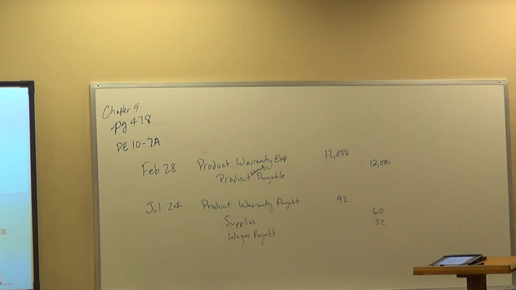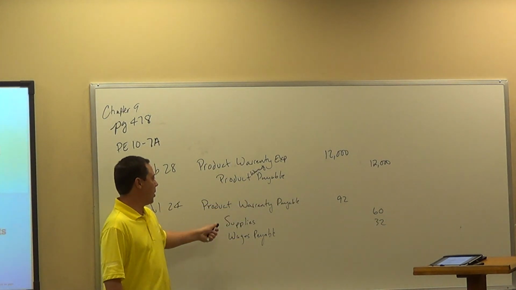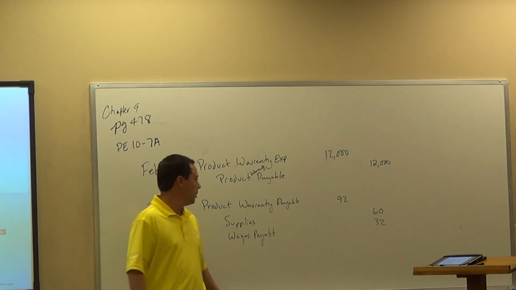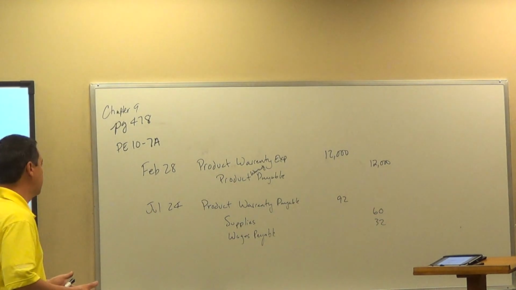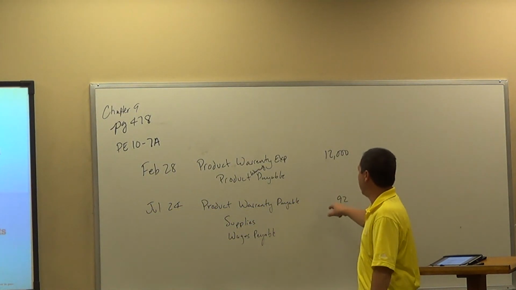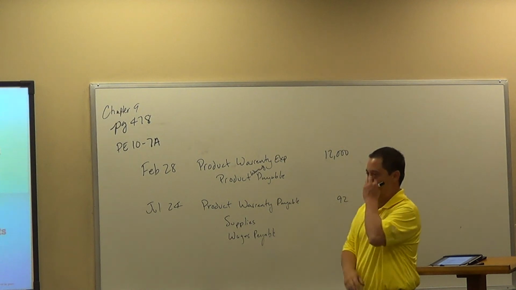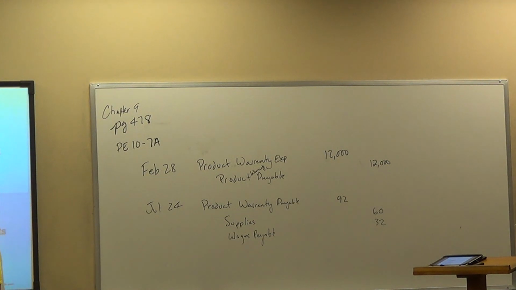All right. So the first one is basically taking 6% times the $200,000, which gives us $12,000 as a product warranty expense, and then a product warranty payable of $12,000. And then what we have is a claim towards that product warranty. We need to take out supplies for that, $60, and then we have wages payable that were a part of that to fix the problem of $32. So we then debit product warranty payable $92, and we're taking it away from that there. So we only have $11,908 left. I did it right. All right. There you go.